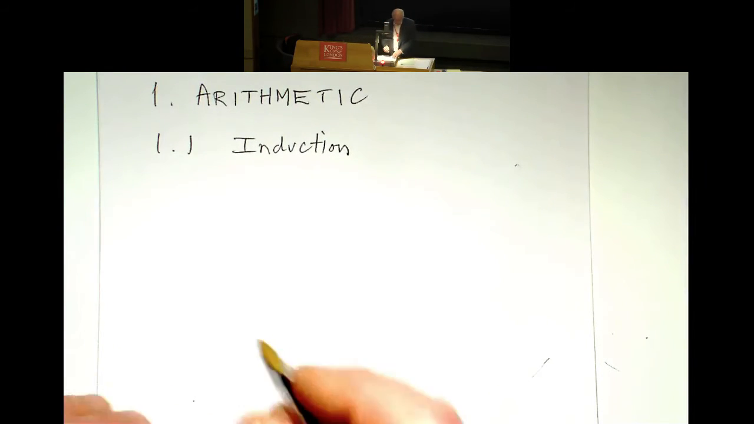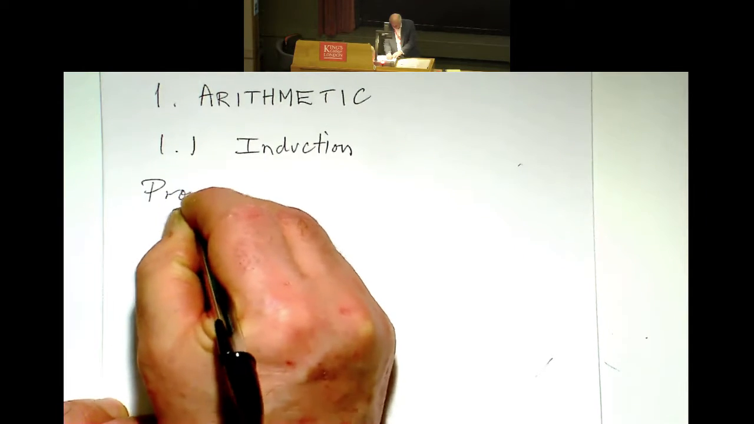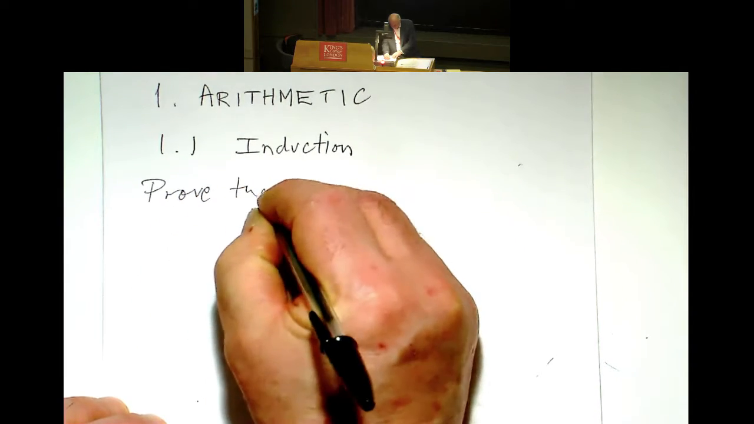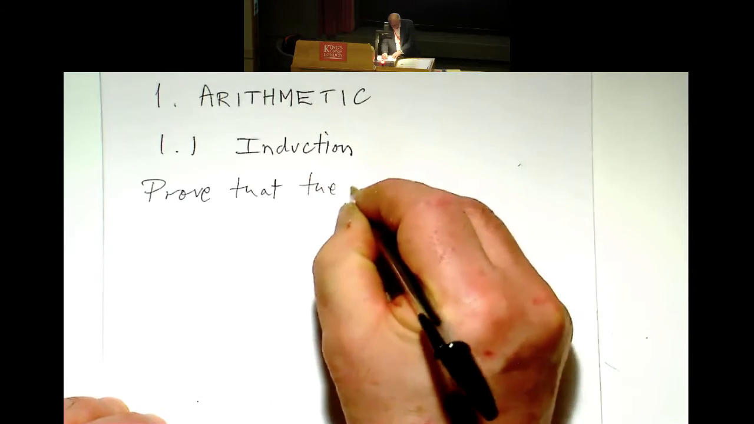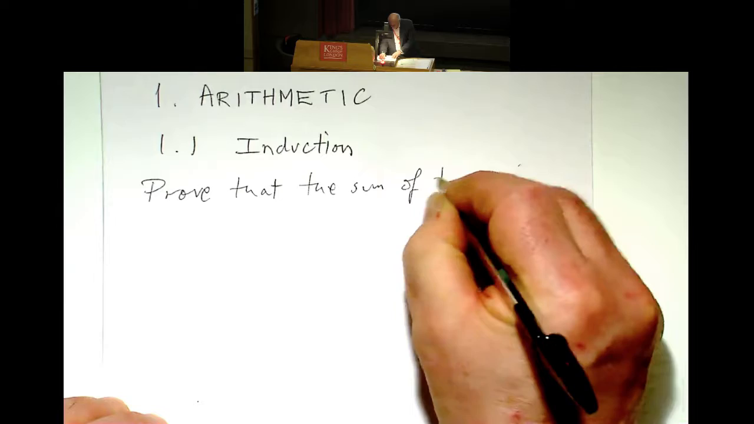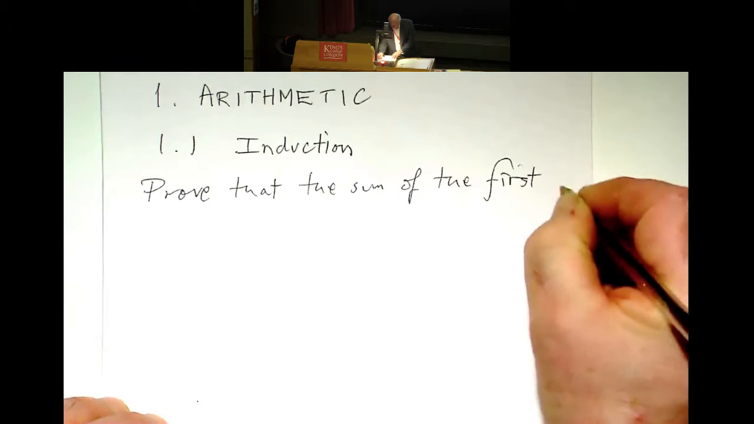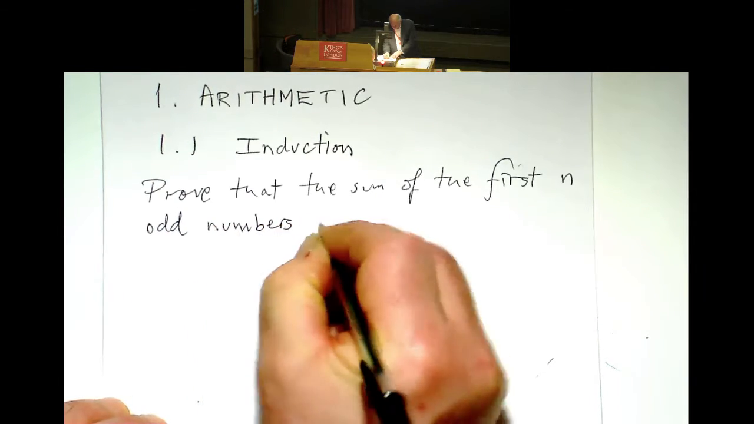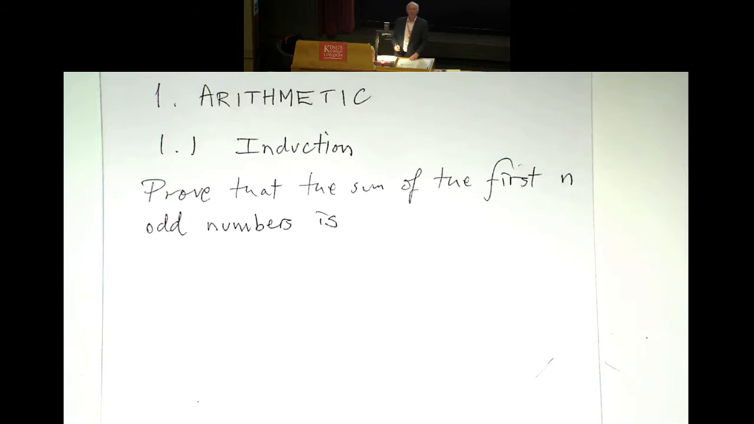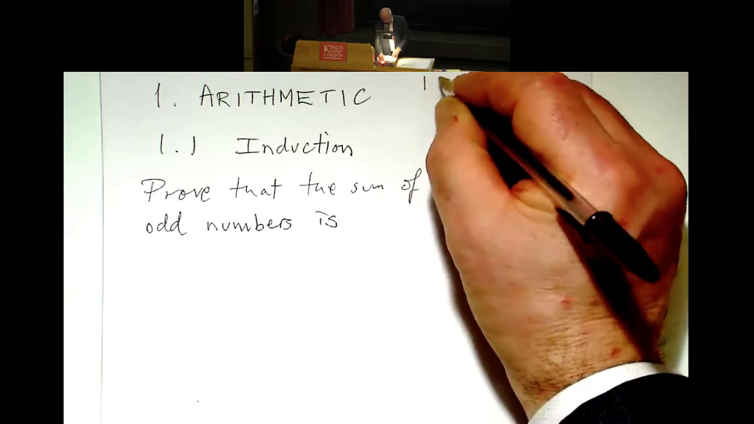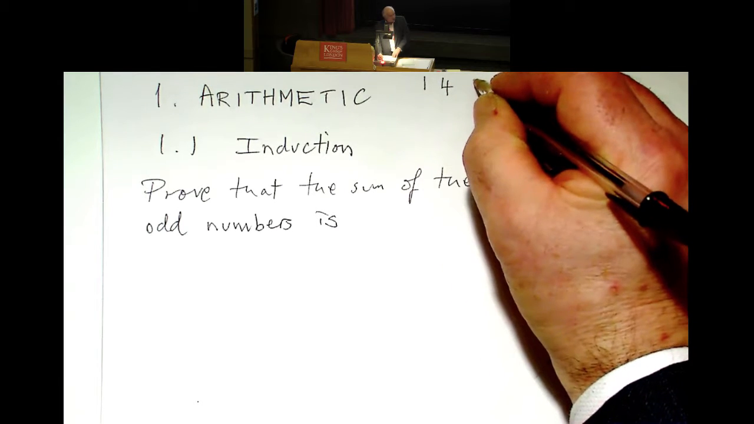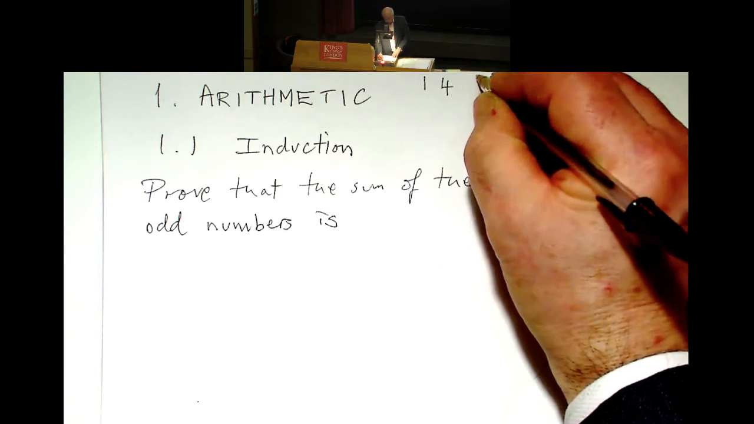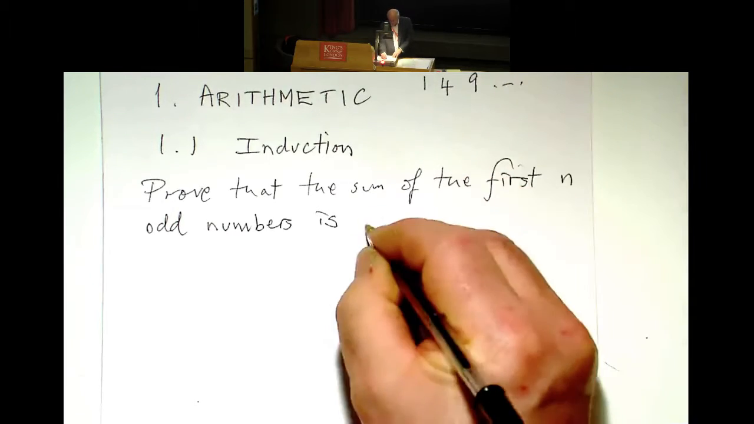And let me just give you an example. Here's a typical, very elementary example, you probably had it before. Prove that the sum of the first n odd numbers is, does anyone know what it is? Sum of the first n odd numbers. Well, yeah, it's n squared. You know, 1 is 1, 1 plus 3 is 4, 1 plus 3 plus 5 is 9, so it's fairly clear you're going to get n squared.